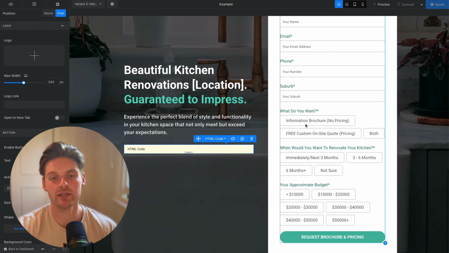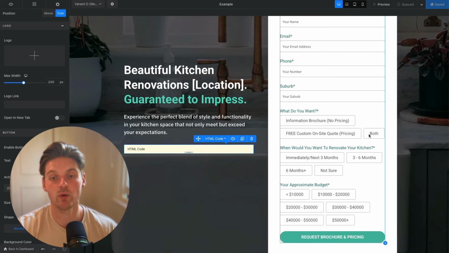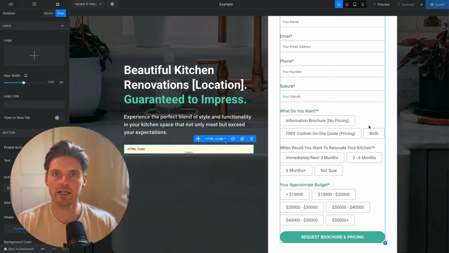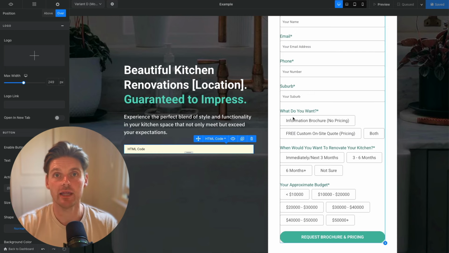So we made it really clear that the brochure does not have pricing, but if they wanted a free custom on-site quote, that would obviously be pricing, or if they wanted both as well. Now, this is something that I've noticed across a lot of businesses, is that most people, when they're coming to a landing page or a lead page, they actually want to know more about the product or service, but also just the price range as well. So if you do make it clear that whatever action they want to take will give the price or won't give the price, that will actually make a big difference in your team's ability to contact them.